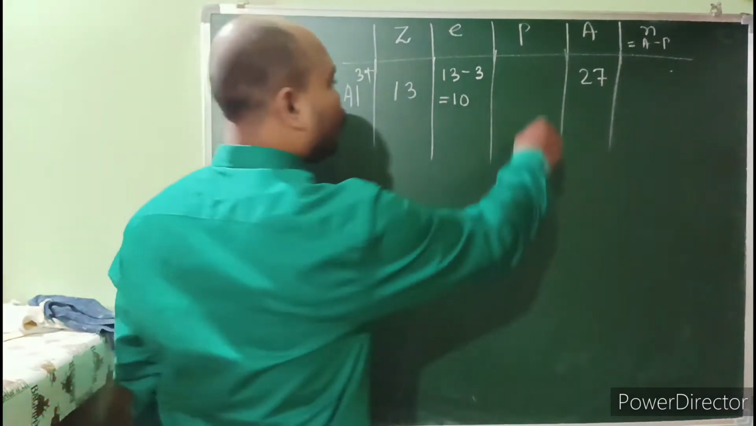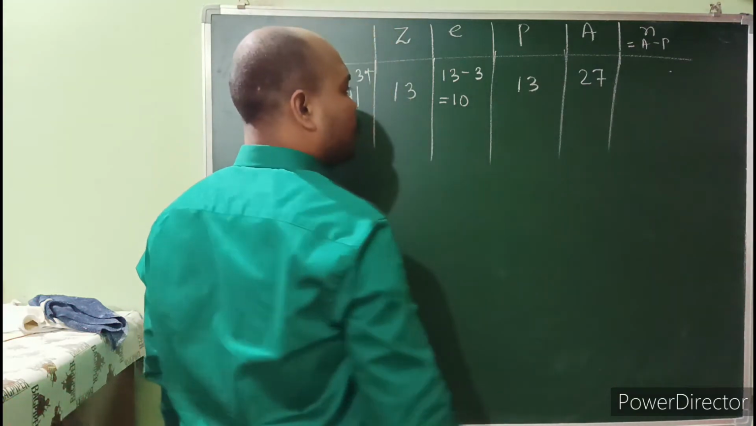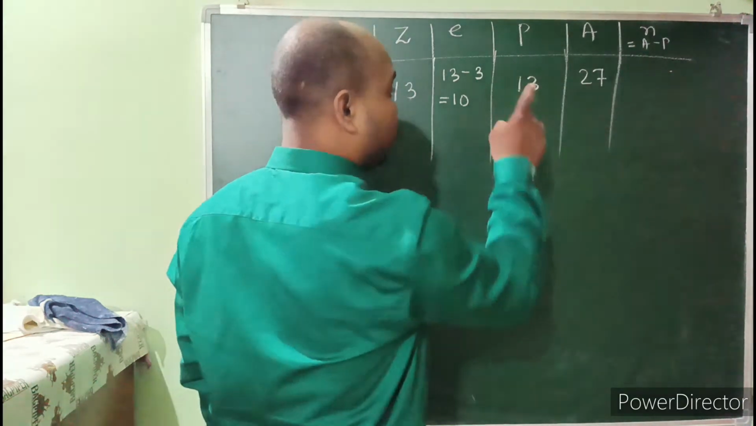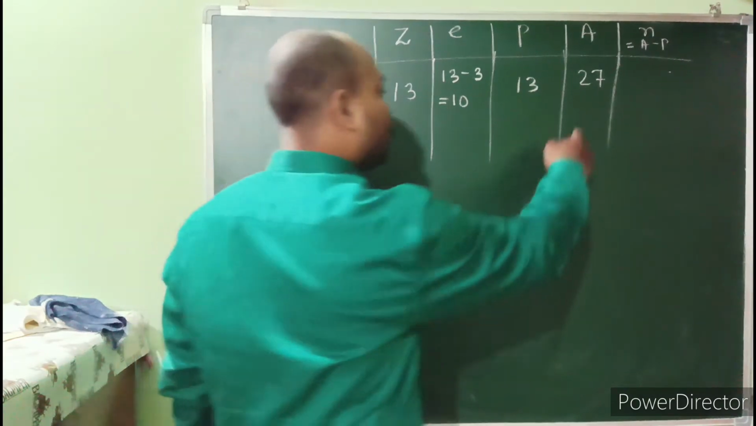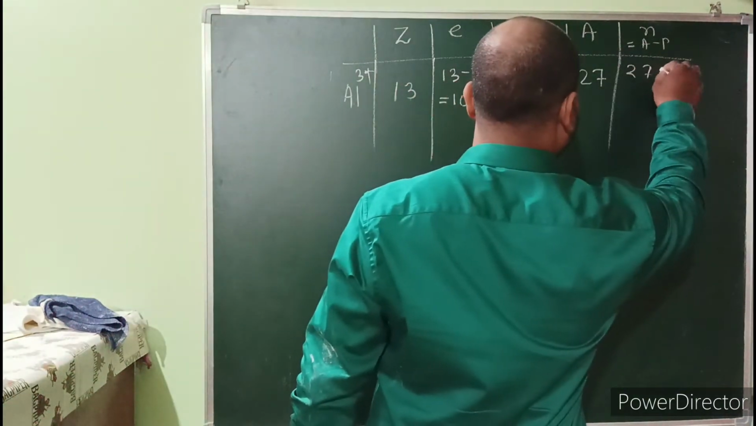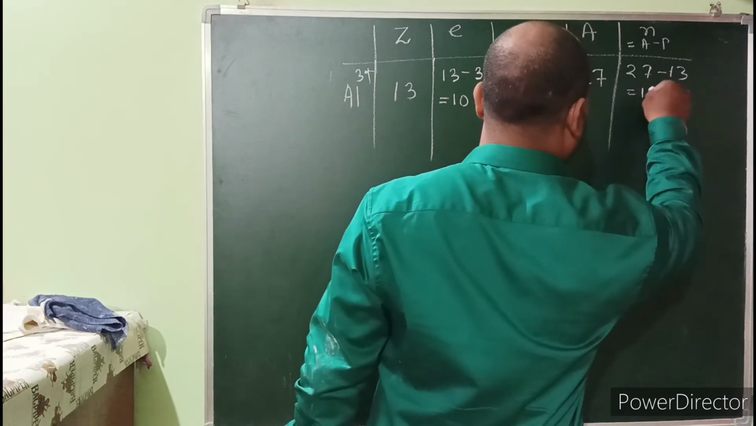So the proton will remain the same, 13. Neutron is mass minus proton. Mass depends upon protons, not electrons. That's why 27 minus 13 is equal to 14.